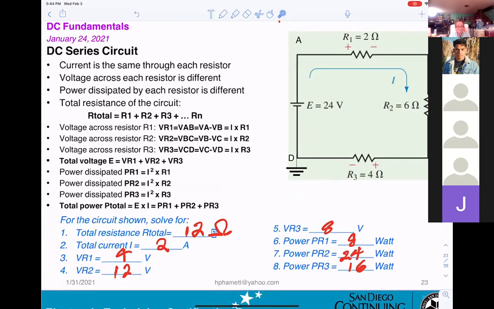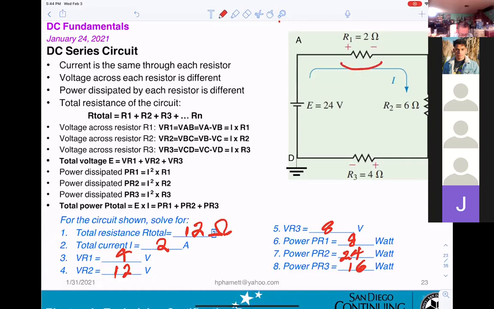You need to find first the total current, I, which is 2 amps, right? And that is from 24 volts. Okay, so 2 amps. Then you multiply the 2 amps times the 2 ohms, and you get 4 volts. So you find the total current first. For VR2, 2 amps times 6 ohms, you get 12 volts. For VR3, once again, 2 amps times 4 ohms, you get 8 volts. So it's just the math.